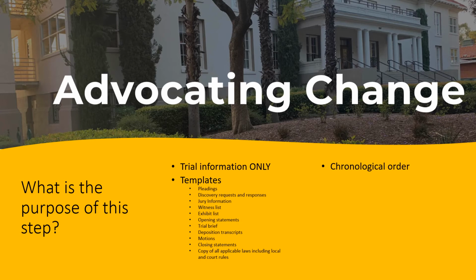The binder should be in chronological order of the trial. For example, you should not have closing statements with the opening statements, but they should be towards the very end of the binder, and so on. Depending on the size of the case, that will reflect on how much information you will need to include in the binder, and you may end up with 2 binders.